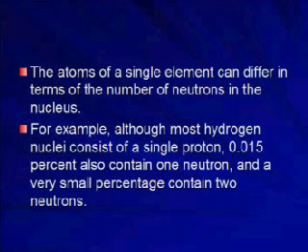The atoms of a single element can differ in terms of the number of neutrons in the nucleus. For example, although most hydrogen nuclei consist of a single proton, approximately 0.015% also contain 1 neutron, and a very small percentage contains 2 neutrons.